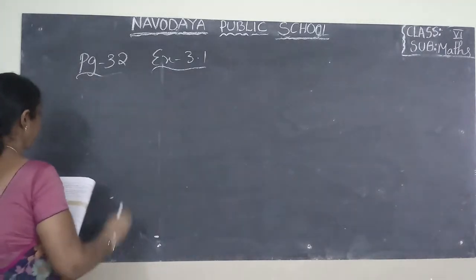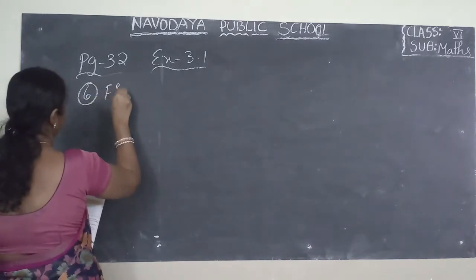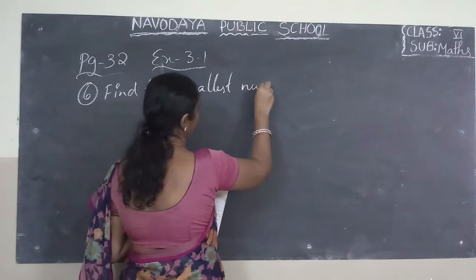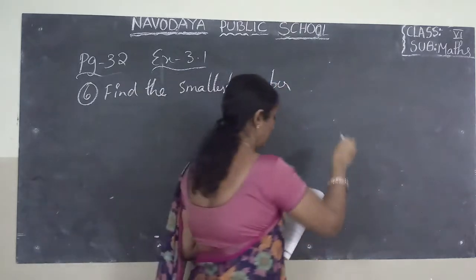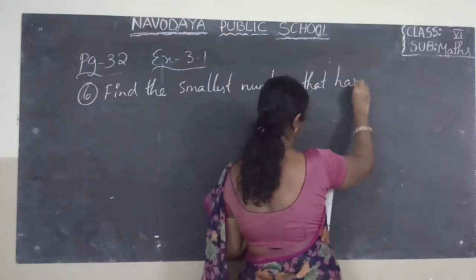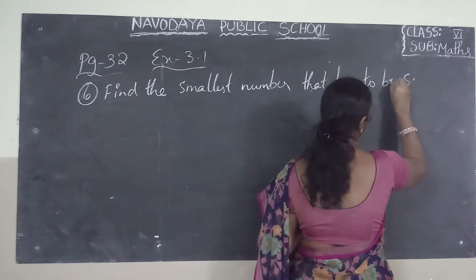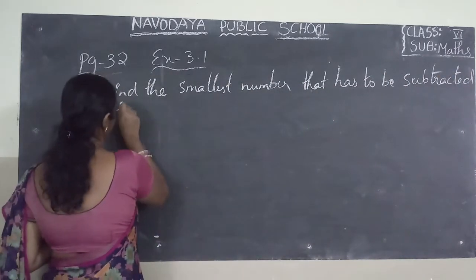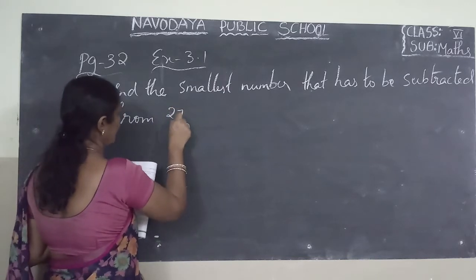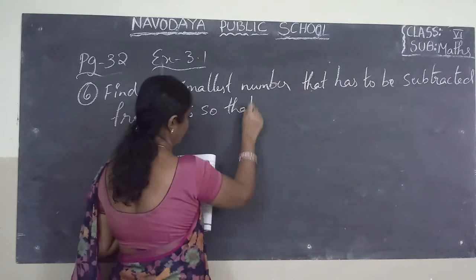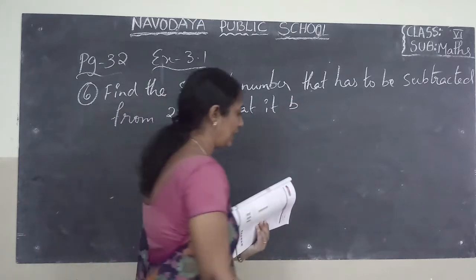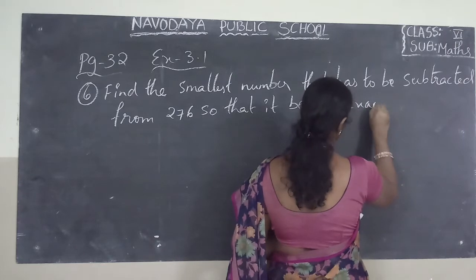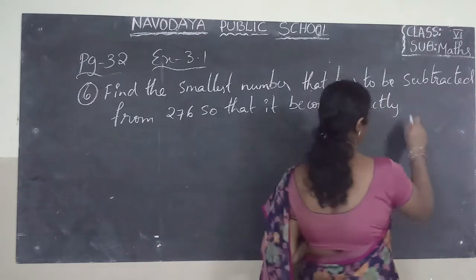See the sixth question. Find the smallest number that has to be subtracted from 276 so that it becomes exactly divisible by 10.